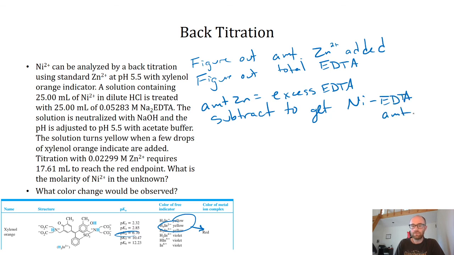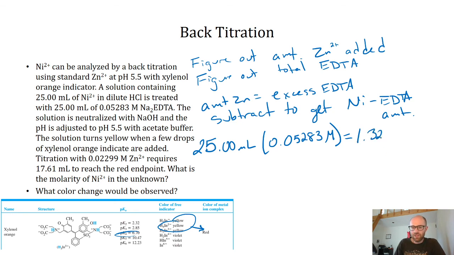So doing some math here, to figure out the total amount of EDTA, we're actually going to multiply 25 milliliters times our 0.05283 molar. It turns out when you multiply liters times molarity, you get moles. When you multiply milliliters times molarity, you get millimoles. Neat little trick you can do to save yourself one step. Now, that doesn't always work if your solution is significantly concentrated, because then you get obnoxiously large numbers. But in this case, you don't. You get 1.3208 millimoles of EDTA.